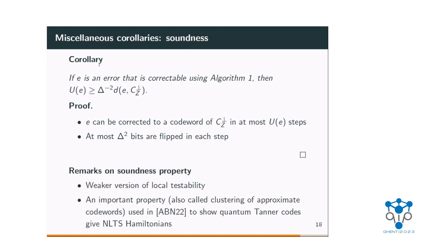But what's significant about this property is that, first of all, it is a weaker version of local testability. We don't really expect this code to be locally testable, but if it was, this inequality would hold for all E, not just the correctable errors. And secondly, this property was also called clustering of approximate code words, which was used in the NLTS theorem that we heard about earlier today. So in some sense, our decoder provides an alternate path of proving NLTS, in particular this soundness property of NLTS.